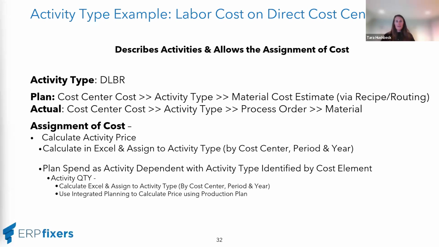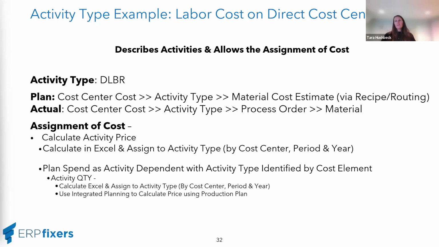So I've laid out that it's going to go from the cost center to the activity type to the material cost estimate via a recipe and routing. I've very much simplified that. And then from the actual perspective, it's going to go from a cost center to an activity type to a process or production order to a material. So at the end of the day, whether it's plan or actual cost, you're trying to move cost from the cost center to a material.